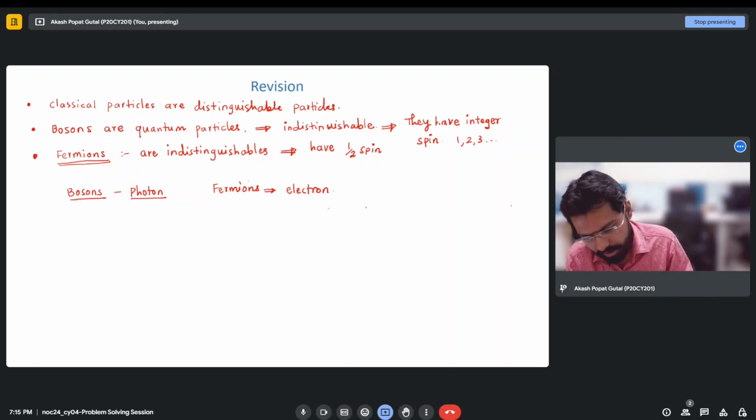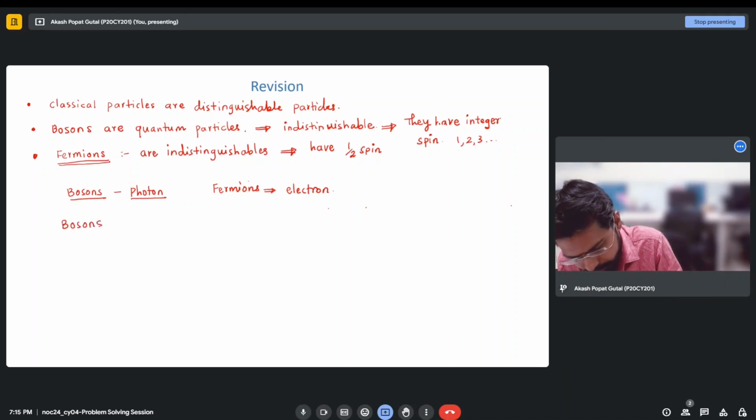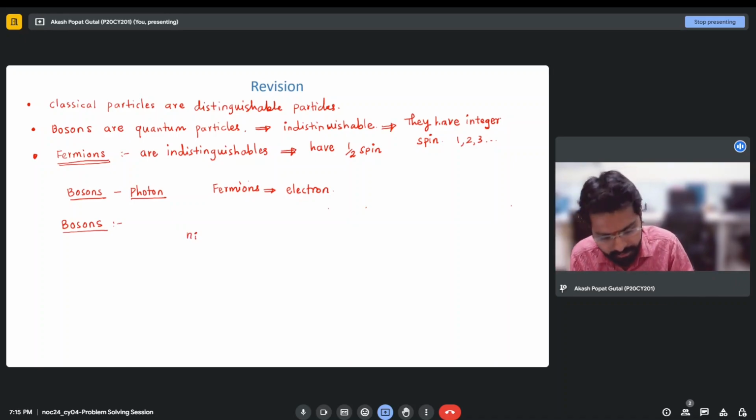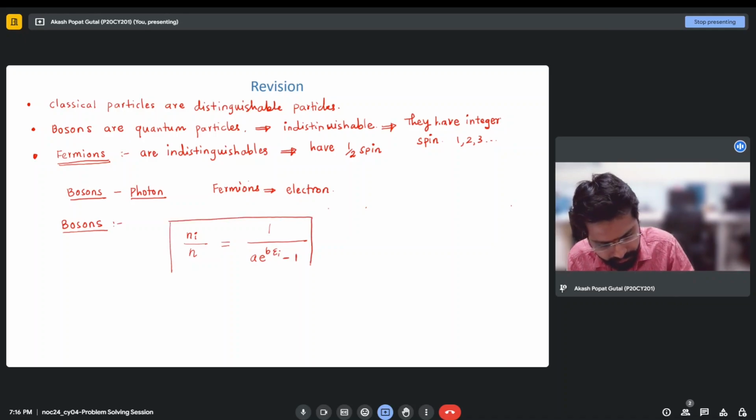Then we have calculated the distribution for bosons, fermions, and classical particles. So how can we get the microstates for bosons, or we can say the distribution for the boson is: number of bosons in the ith level divided by total number of bosons, n_i by N. This can be given as 1 by A into e raised to beta epsilon i minus 1. Right? This we have derived in the class.